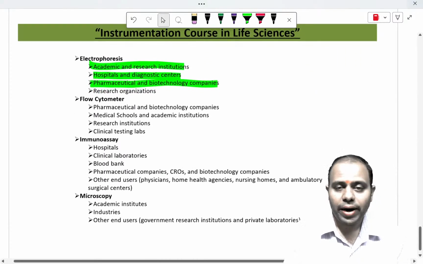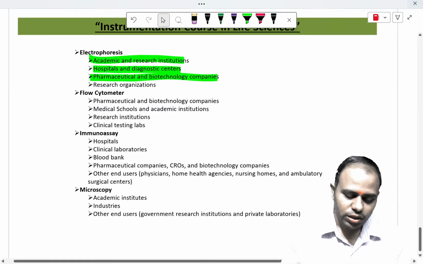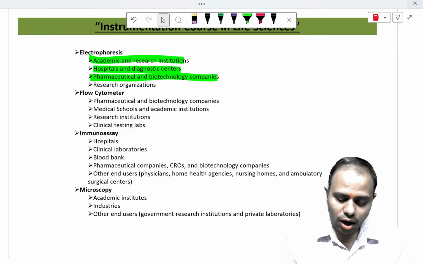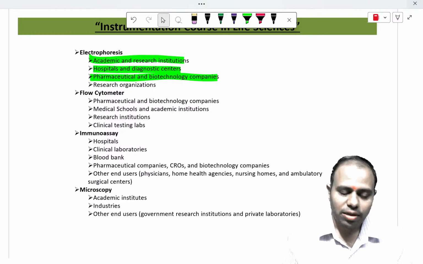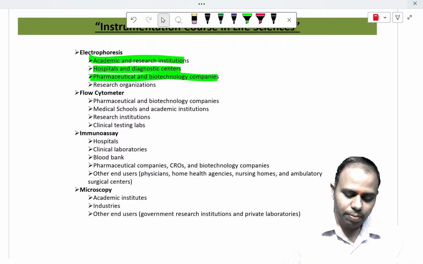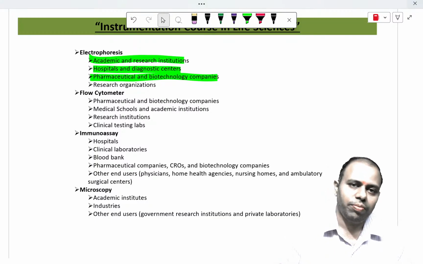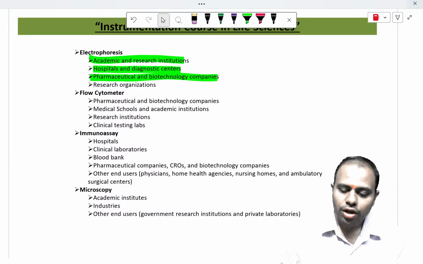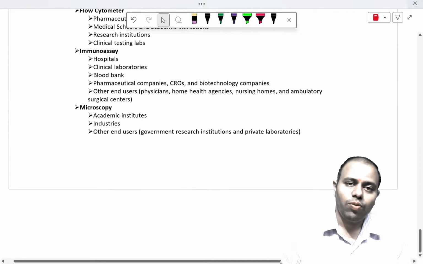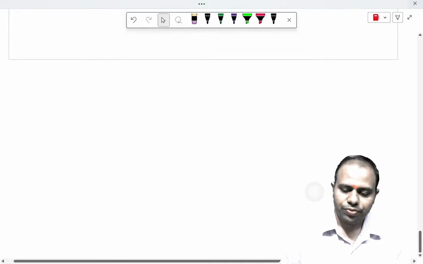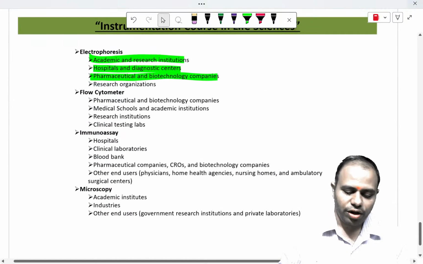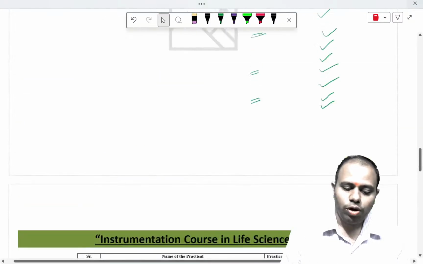Then flow cytometry, immunoassays for diagnosis of different kinds of diseases. You use immunoassay techniques. Then microscopy, obviously it is present in each and every lab. So this is the instrument-wise scope of all the instruments that you are going to see in this course. So I hope you will benefit a lot from this course.